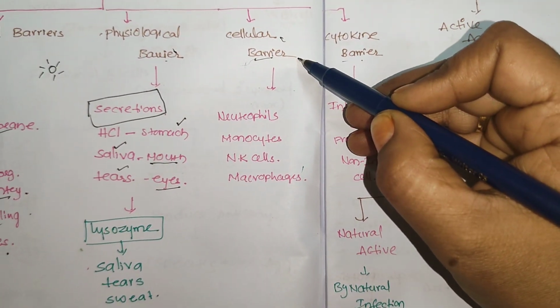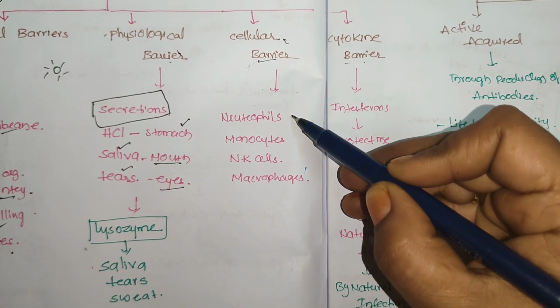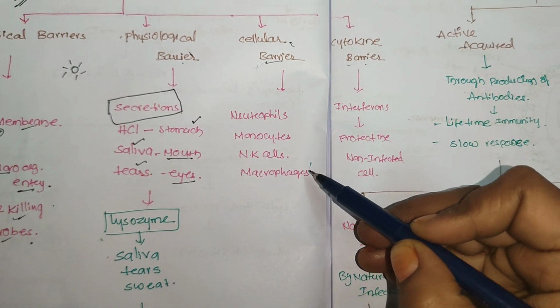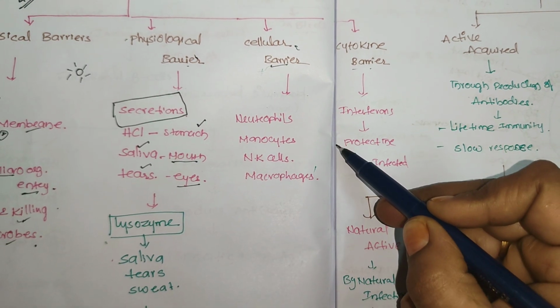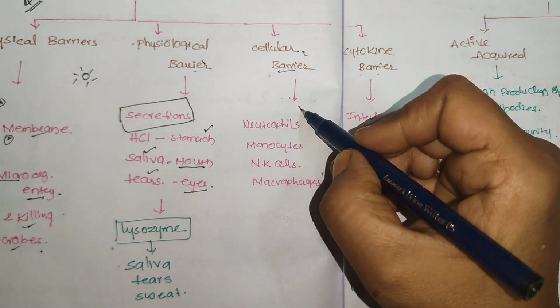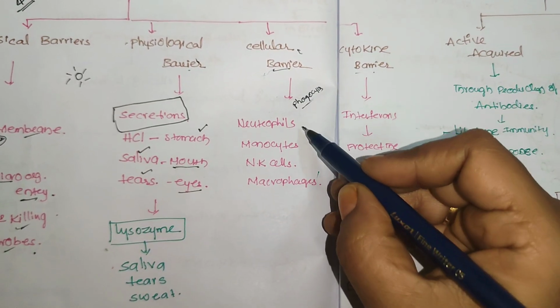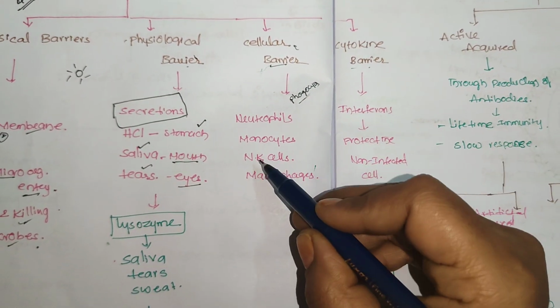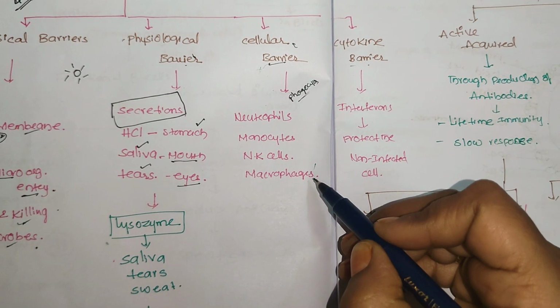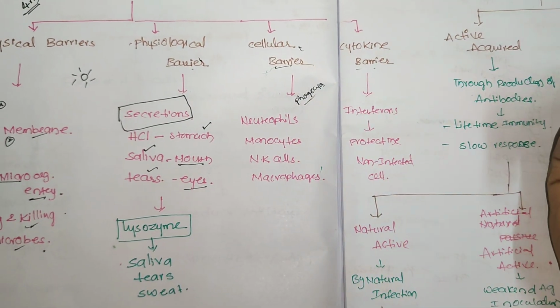Then cellular barriers. In our body we have different types of cells to fight against antigens. These are phagocytic in nature, called phagocytes. They include neutrophils, monocytes, natural killer cells and macrophages. These are the cellular barriers.